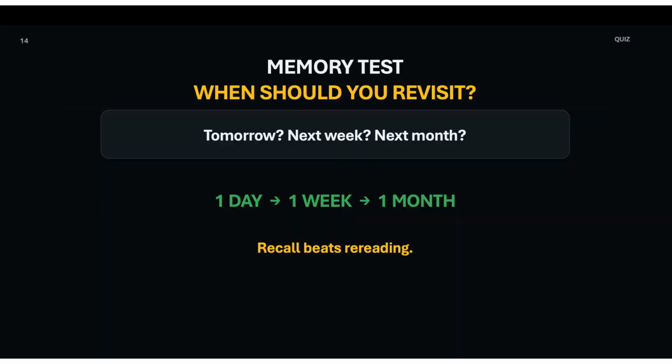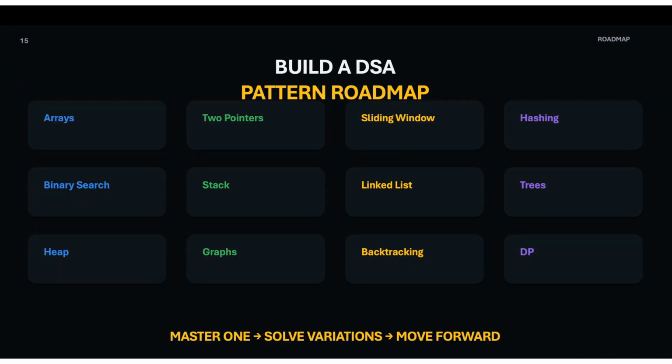Next is memory test. When should you revisit a problem: tomorrow, next week, next month? Actually, all three. 1 day, then 1 week, then 1 month. The idea is simple. Don't just read the solution, because recognizing something you have seen before is very different from actually being able to reproduce the approach yourself.